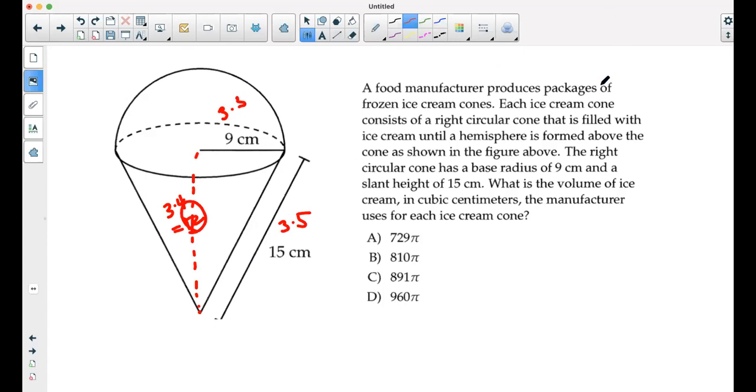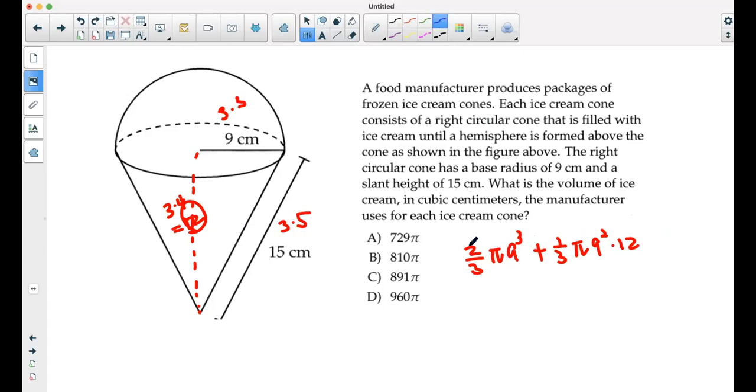Yeah? All right, so then what we end up getting is, and then what is the volume of the ice cream? So I have to add up the hemisphere and then the cone. So hemisphere is what? 2/3 instead of 4/3 because half of that. Pi 9 cubed. Plus the cone is 1/3 pi 9 squared times 12.